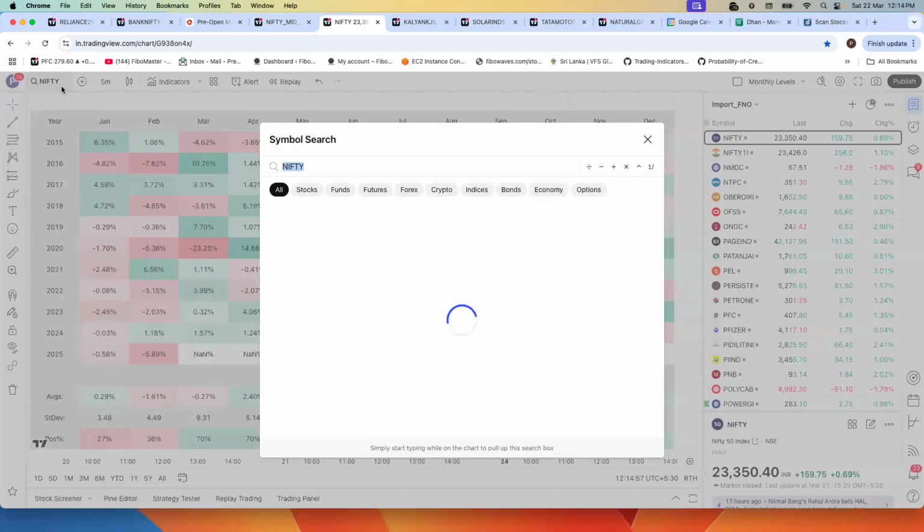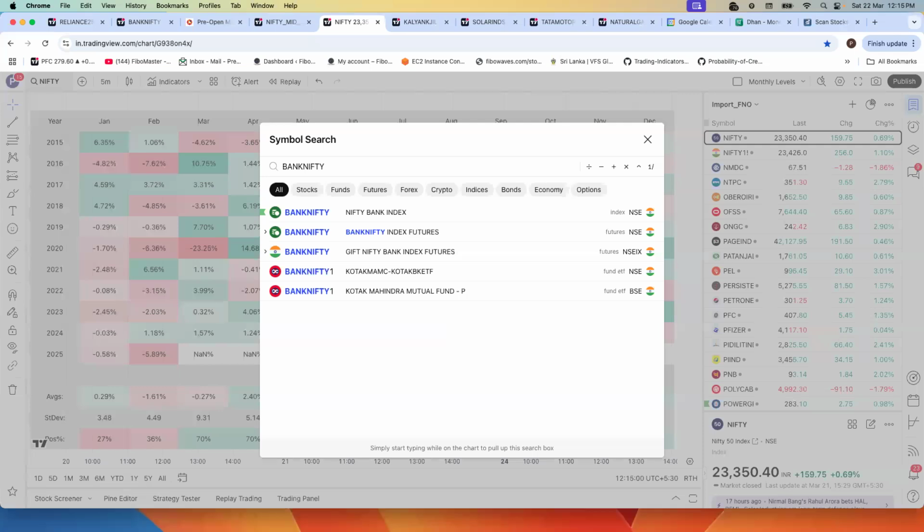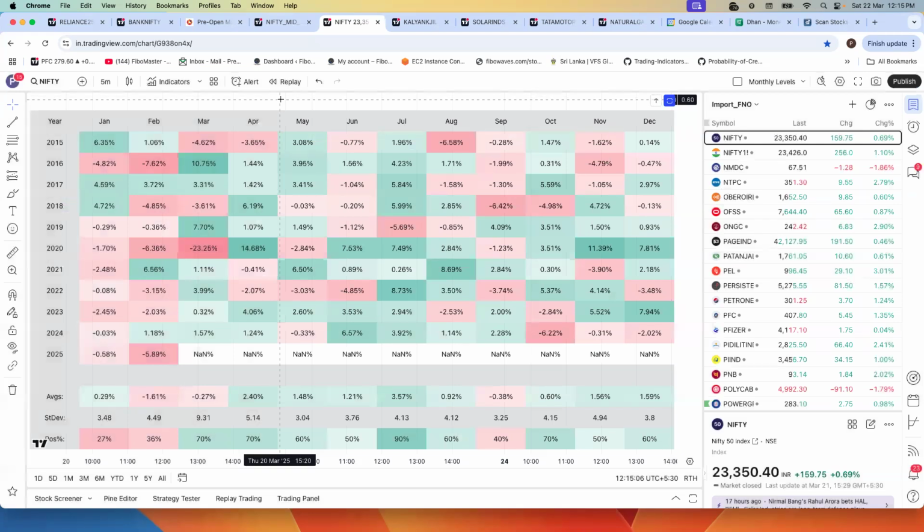So what about Bank Nifty? Prem, one minute. How did you know it was March 12th and not one day before or one day after? Was there something on the chart that showed you that?